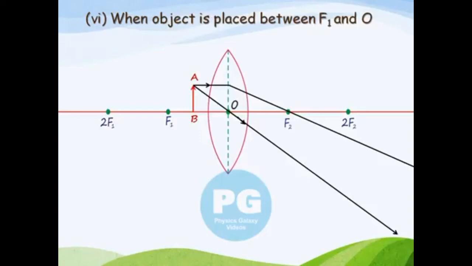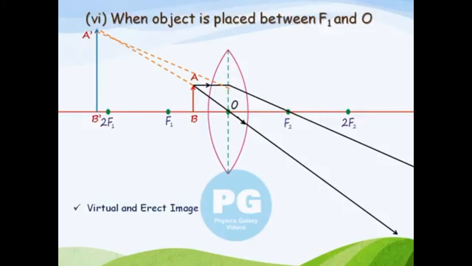But for the observer looking from this side, these two rays of light appear to come from this point. So these two refracted rays appear to meet at this point. And we draw a perpendicular from this point to the principal axis, and this is A'B', which is a virtual image of the real object AB. So we say the image is virtual and erect, and it is magnified.